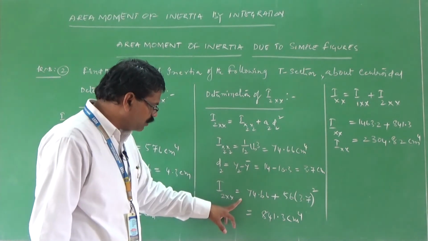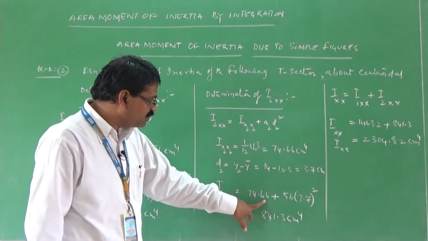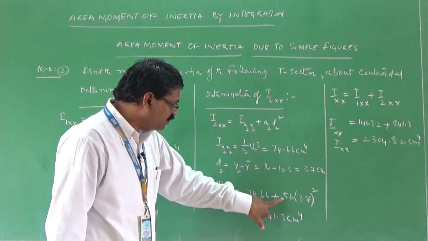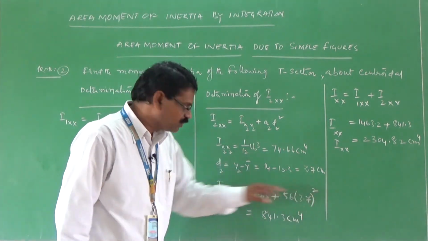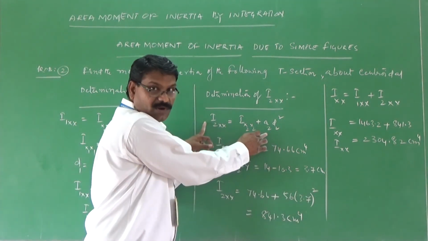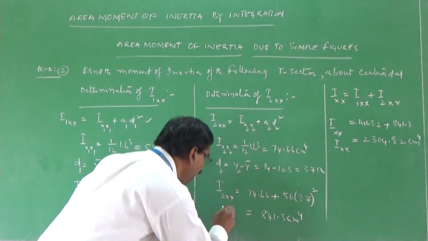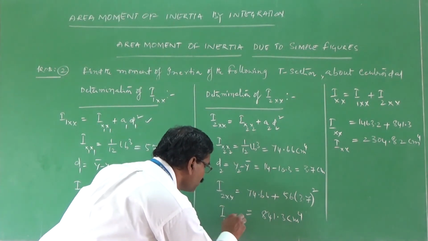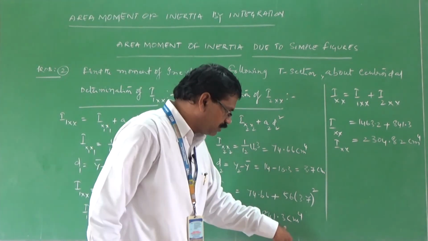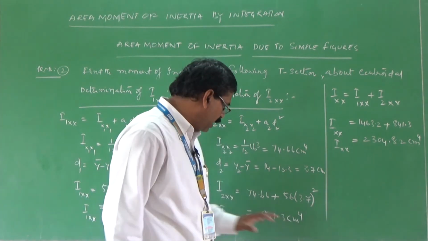And I2 double x is equal to 74.66 plus 56 into 3.7 whole square. This substitution is according to this formula. Then I2 double x is equal to 841.3 centimeter to the power of 4.